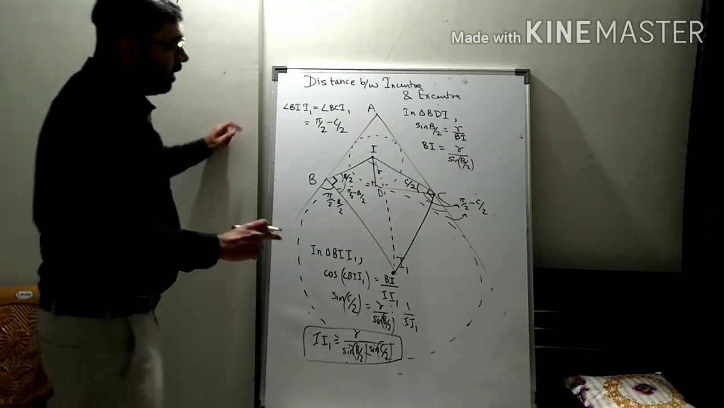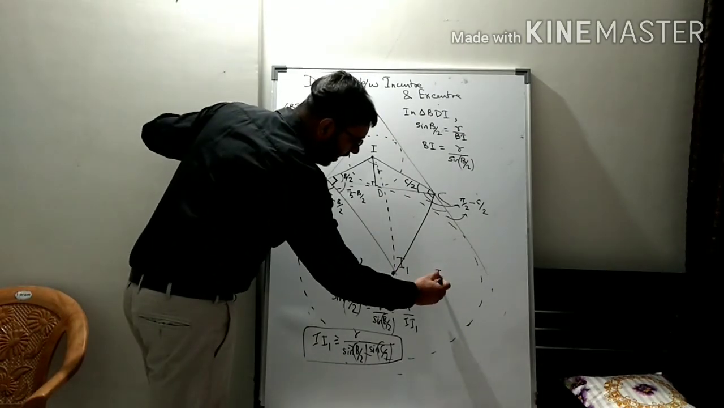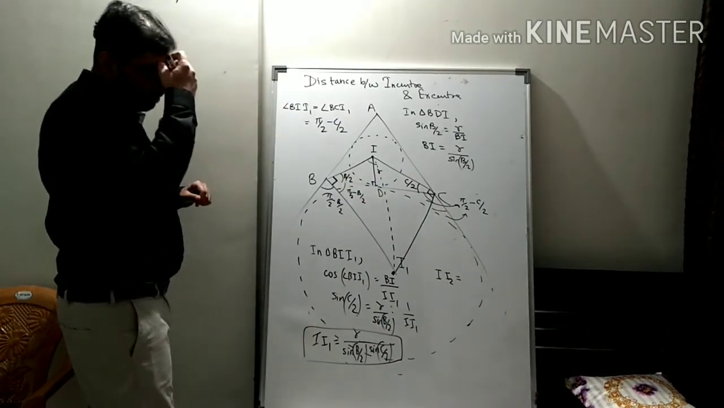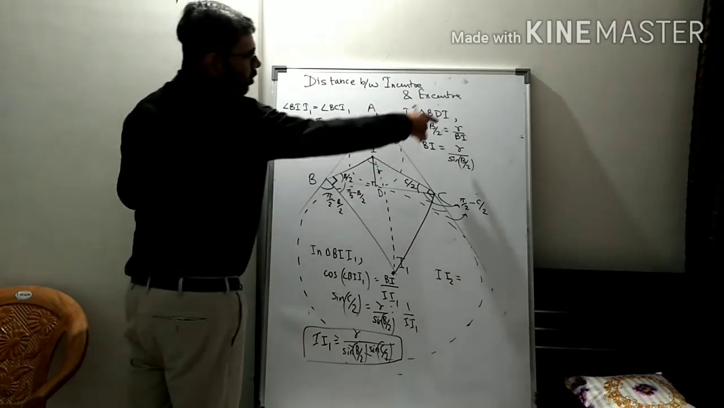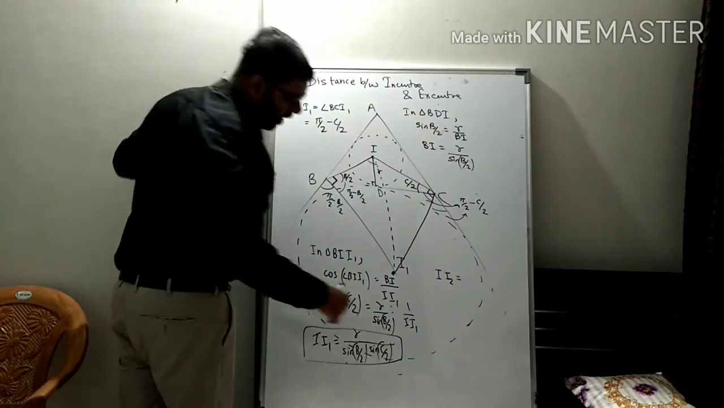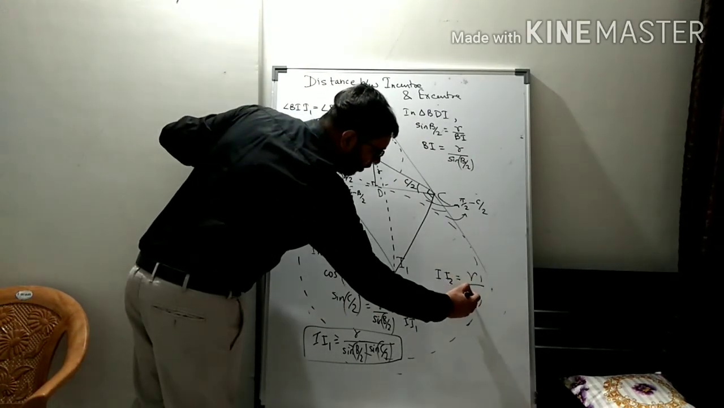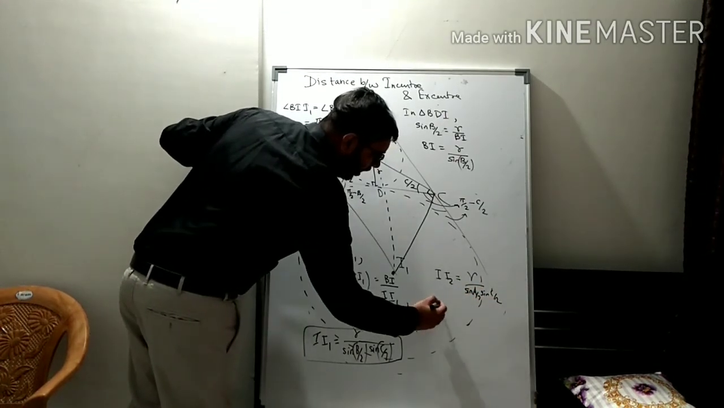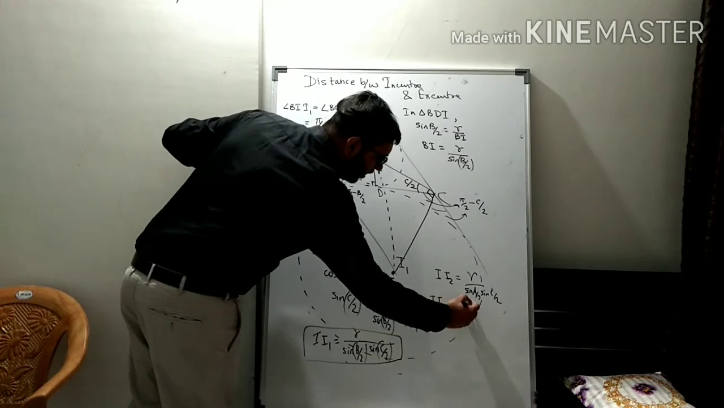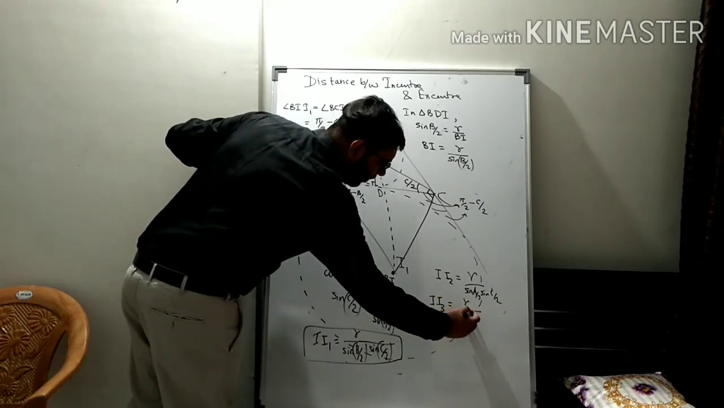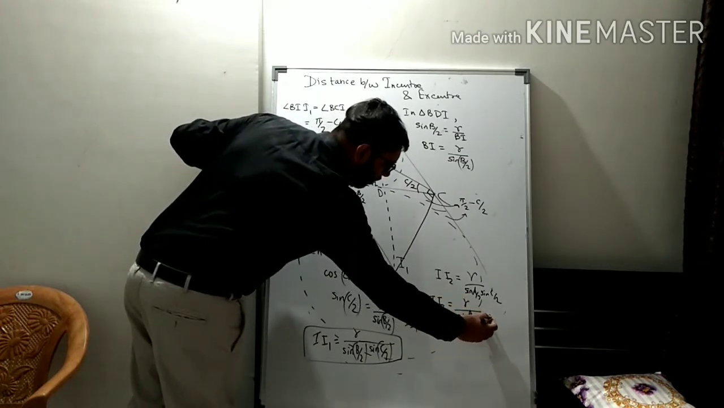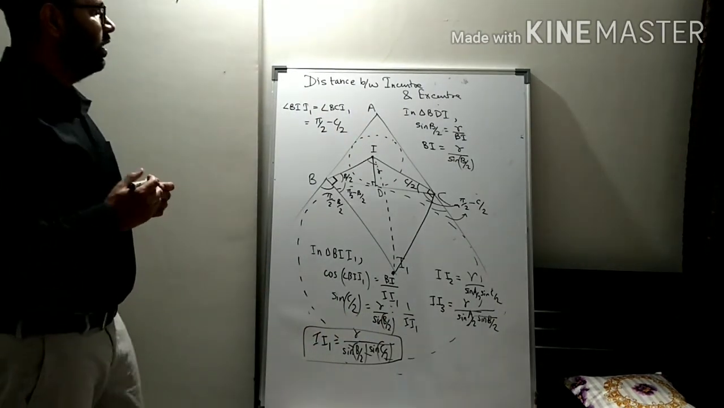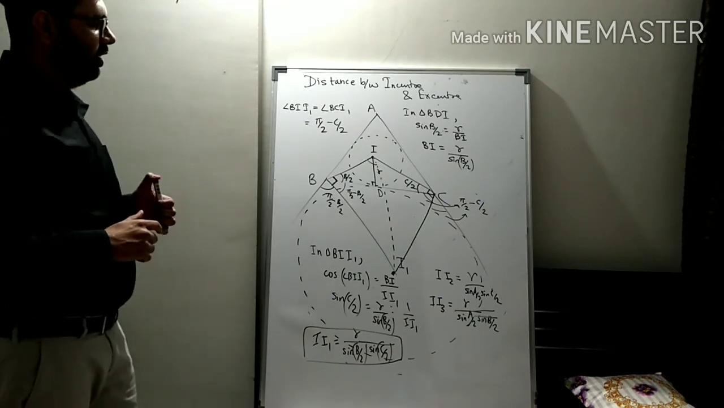Suppose I am interested in finding the distance II2. I1 is between B and C, that is why we took sin B by 2 sin C by 2. If I2 comes here, then I will take R upon sin A by 2 into sin C by 2, and similarly for I3 it will become R upon sin A by 2 into sin B by 2. So this is how you calculate the distance between incenter and excenter.